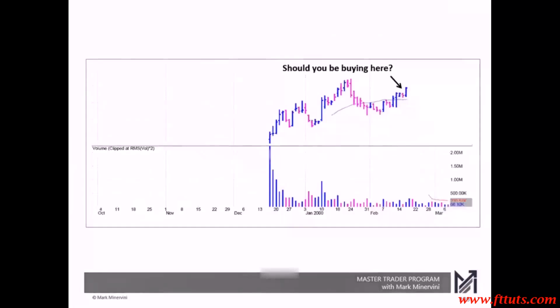Let's do that right now. Taking what you've learned so far, is this a stock that looks like you should be buying here? Is this a proper setup? Is it a cheat? Is it a low cheat? Is it a handle? Just take a look at this real quick and make a mental note of that. And I'll give you the answer, of course.